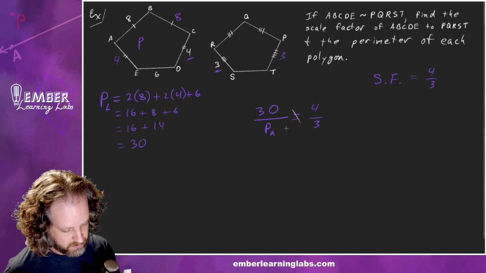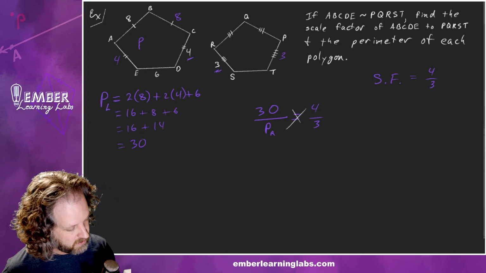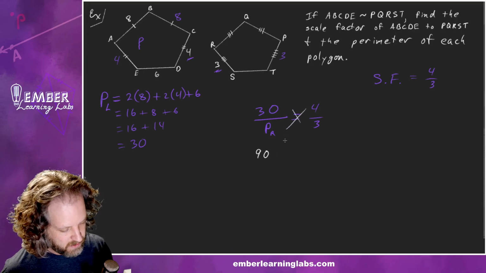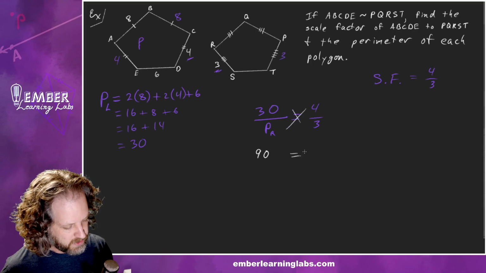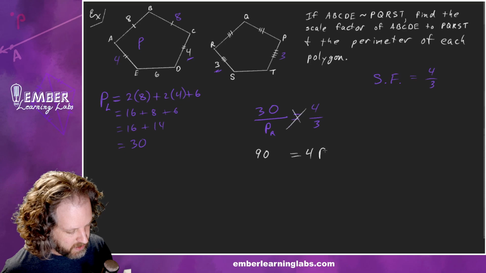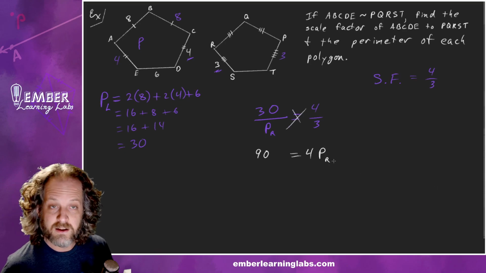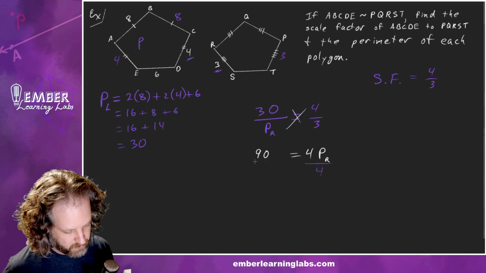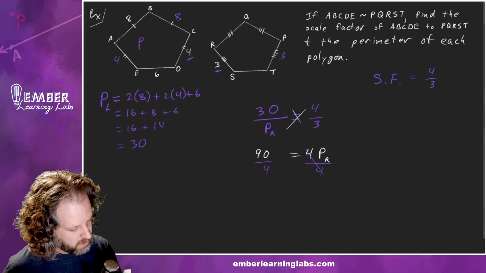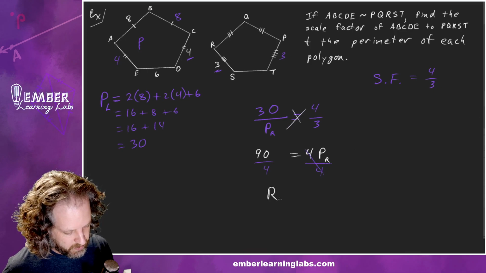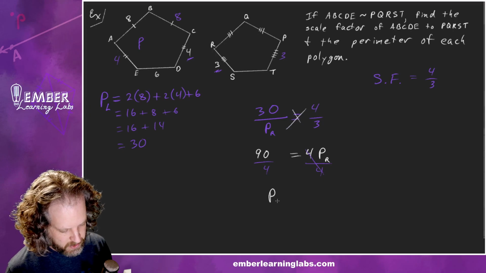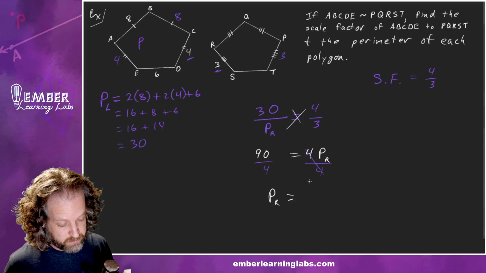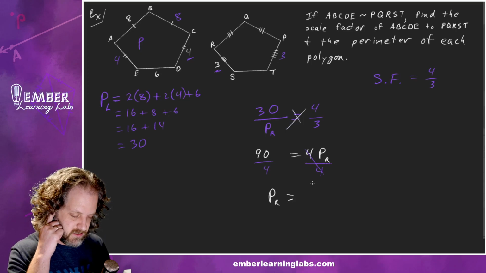Let's solve the thing. Cross multiply. 30 times 3 is 90 equals 4 times P sub R, which is 4P sub R. Get rid of the 4 by dividing. So I'm going to divide both sides by 4. So P sub R, the perimeter we're looking for, is 90 divided by 4, which would be 45 divided by 2, which is a fraction.